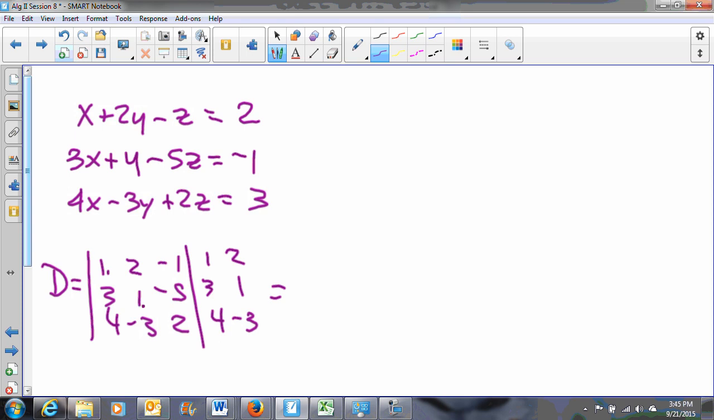1 times 1 times 2 is 2, plus 2 times -5 is -10 times 4 is -40, plus -1 times 3 times -3 is +9. Then we're subtracting from that. 4 times 1 is 4, times -1 is -4. -3 times -5 is 15, times 1 is +15, and 2 times 3 is 6, times 2 is 12.